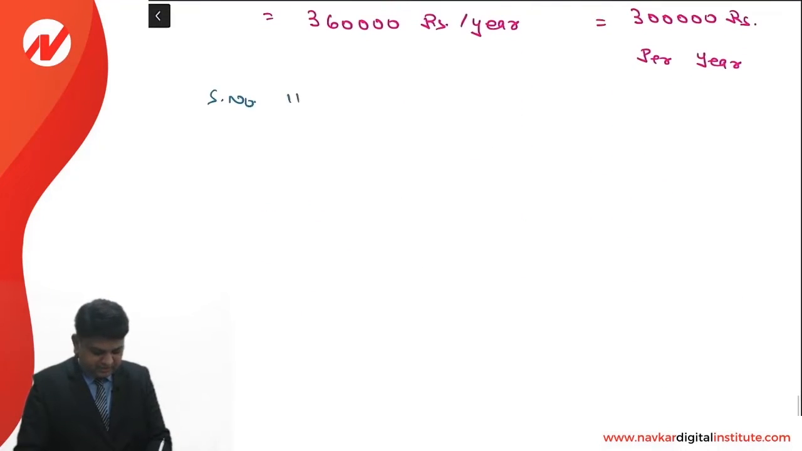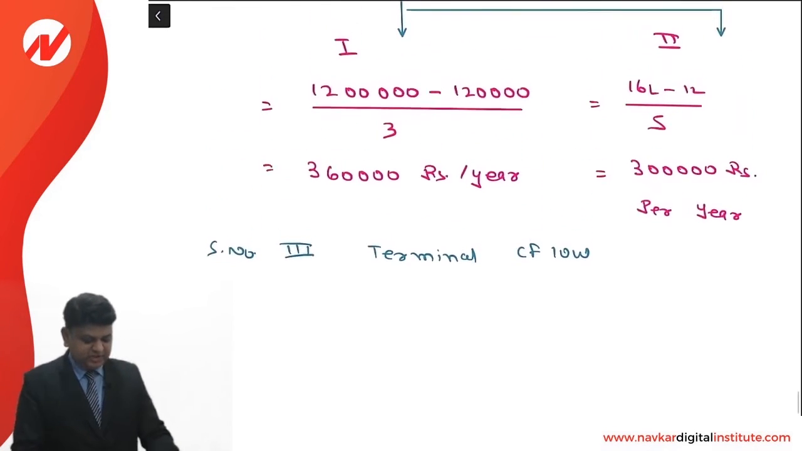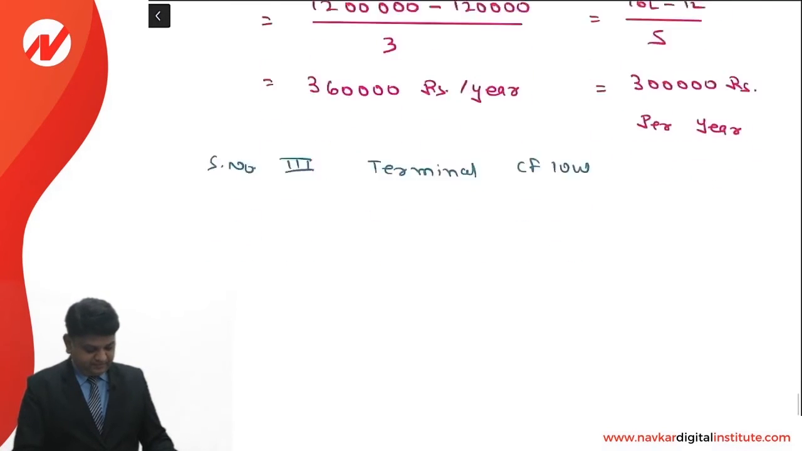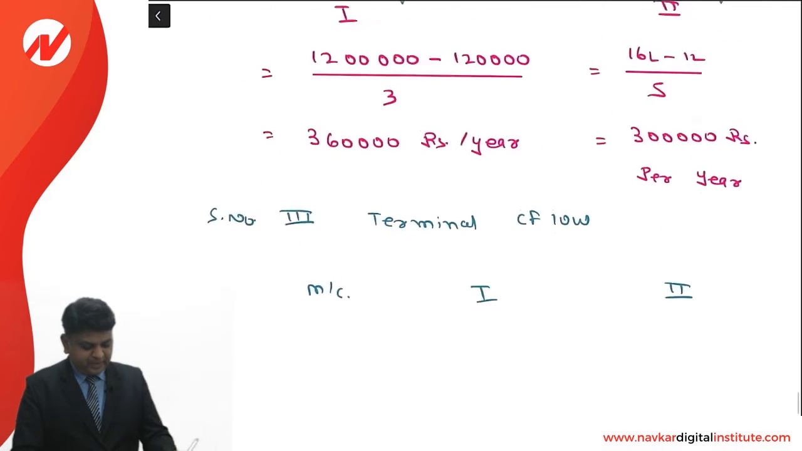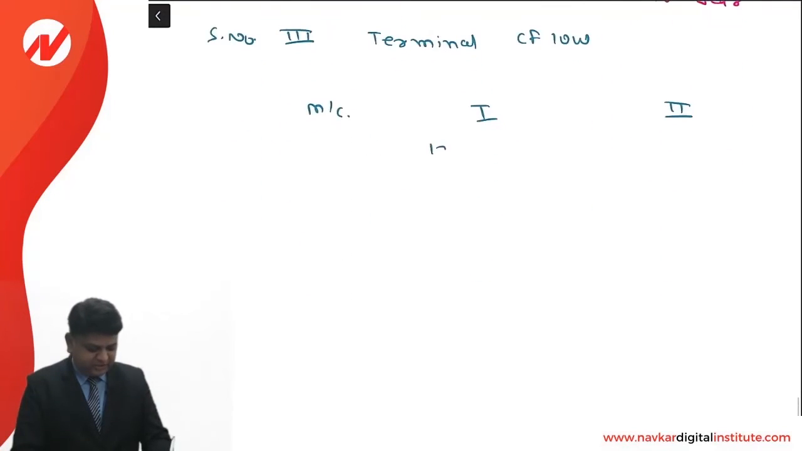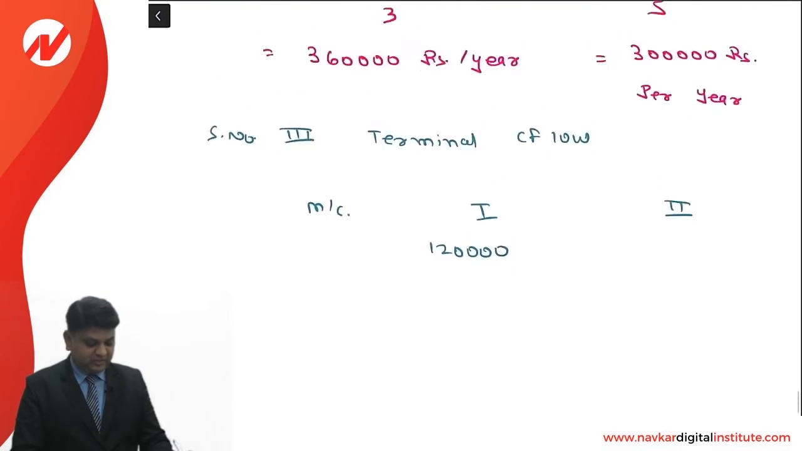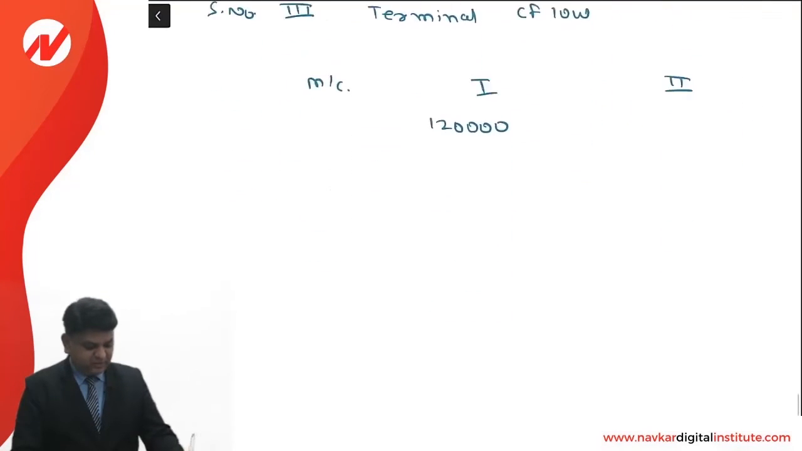Step number 3, that is, I usually suggest to students to do the working of terminal cash flow. As far as the terminal cash flow is concerned, we understand that it is the amount that you are going to receive in the form of working capital recovery, scrap value of the machinery, and if at all there is any capital gain or loss, the tax effect that is required to be given. So for machine 1 and machine 2, there is no working capital, no capital gain tax. So only the scrap value of the machinery is terminal cash inflow: 1,20,000 for machinery 1 and 1 lakh rupee for machinery 2.